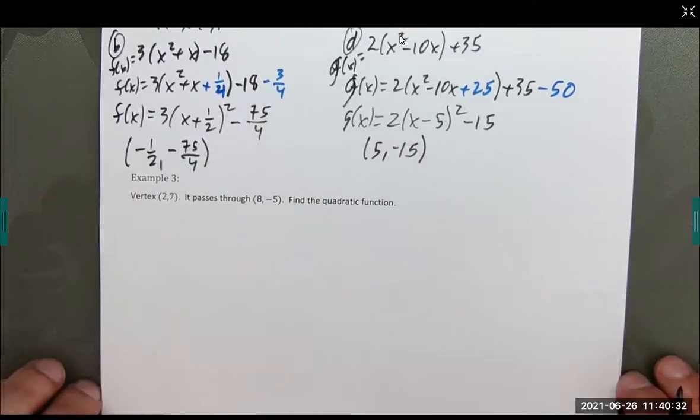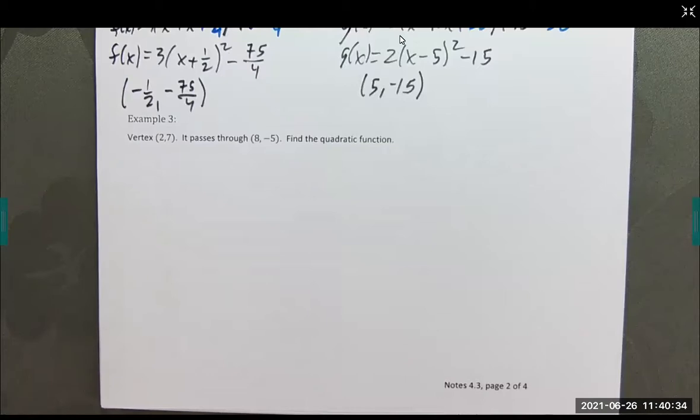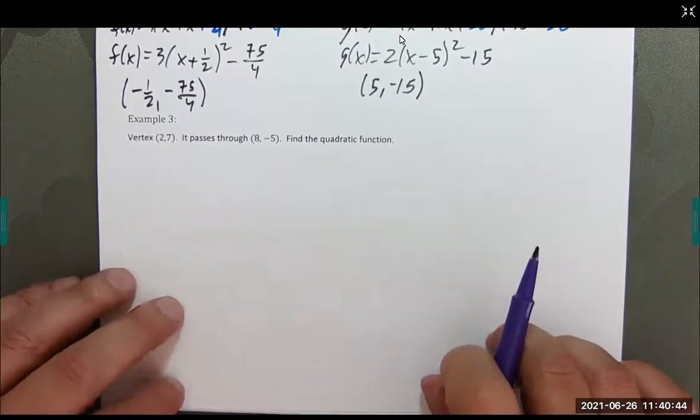Let's build an equation of a parabola. Let's use a different color. So we're going to have a vertex at (2, 7) that passes through the point (8, -5). We'll start here.